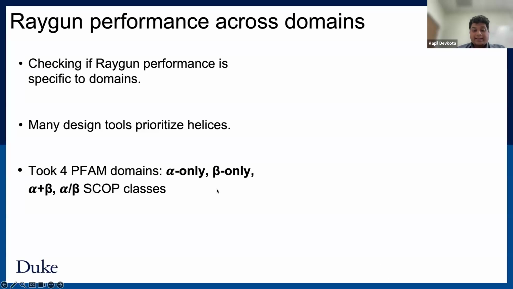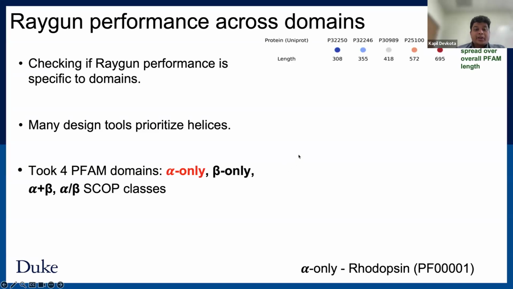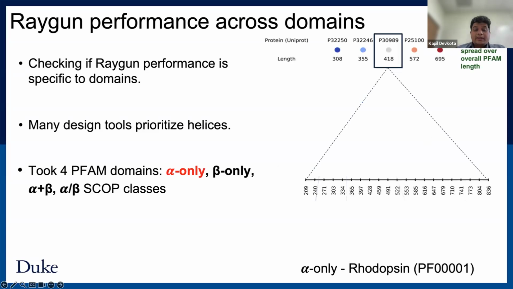For each class, taking the alpha only domain as an example to explain our experimental design, we took 5 proteins belonging to that domain. These 5 proteins were selected to cover the entire length spectrum of the PFAM domain, from smallest to largest. We took the protein with the median length and used it to decide the length spectrum over which we are going to perform the stretching and shrinking. So this is the median length protein.